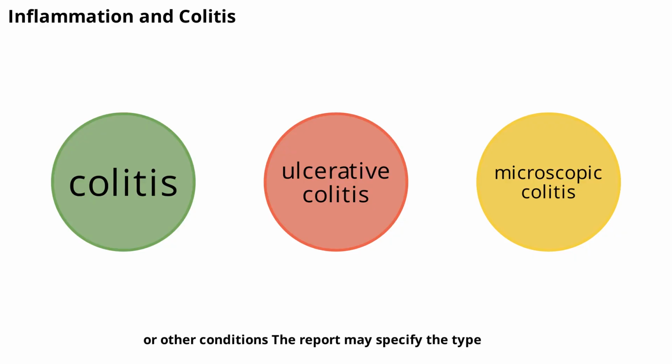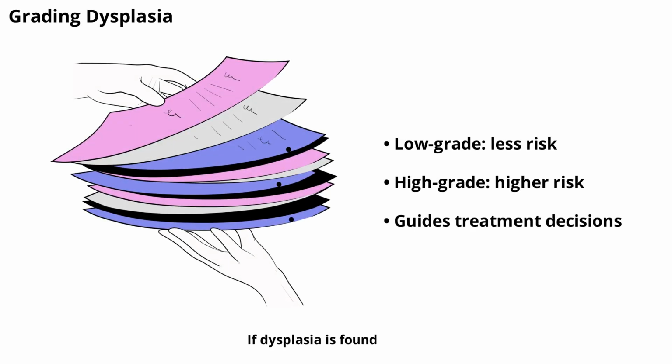The report may specify the type, such as ulcerative colitis or microscopic colitis. Recognizing these terms can help you understand the underlying cause of your symptoms. If dysplasia is found, the report may grade it as low-grade or high-grade.